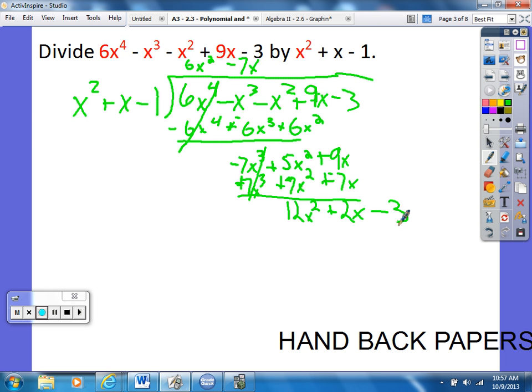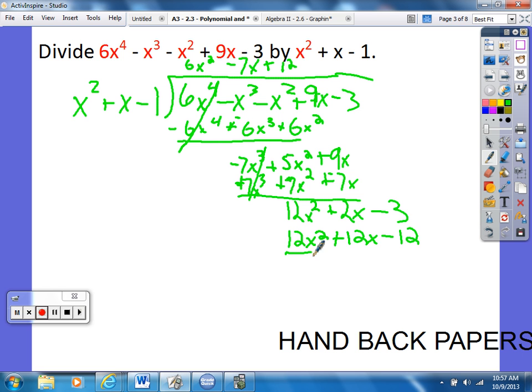Okay, now, x squared times what is 12x squared? No. Notice you already have an x squared, so go ahead and erase that. Very good. Okay, get back to the pen. So now we're going to multiply. 12 times x squared. 12 times x. And 12 times negative 1.